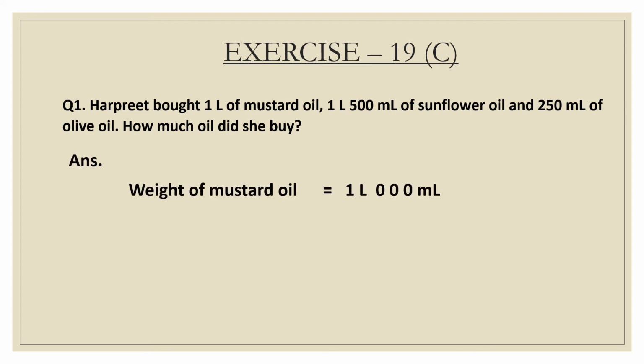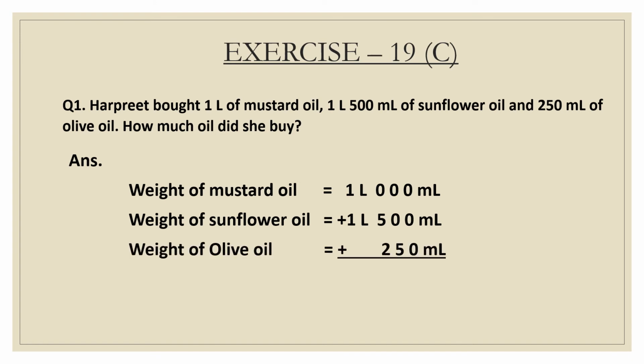Weight of mustard oil, that is 1 liter, right? 000 or 0 on the milliliter side. Then weight of sunflower oil, that is 1 liter 500 milliliters. Then weight of olive oil, that is 250 milliliter. No liter is mentioned, so leave that part and write in the milliliter part only 250.